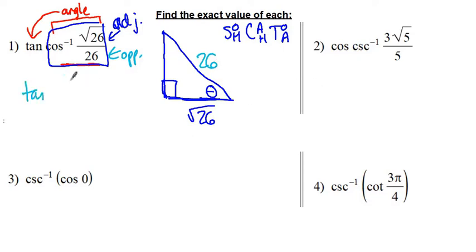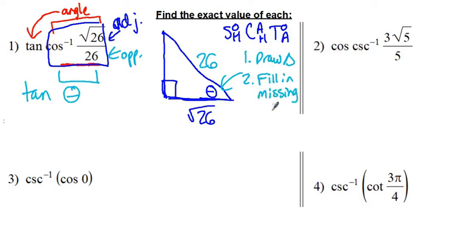We now have tangent of this angle that we just found, which is theta. There's theta right there. Remember, we said inverse cosine should give us an angle. So our first step was to draw the triangle, and our second step was to fill in the missing sides using that. And then the third and final step is to use SOHCAHTOA, depending on what we need. In this case, we need TOA because we're being asked to find tangent. Use SOHCAHTOA to find the tangent of that angle.